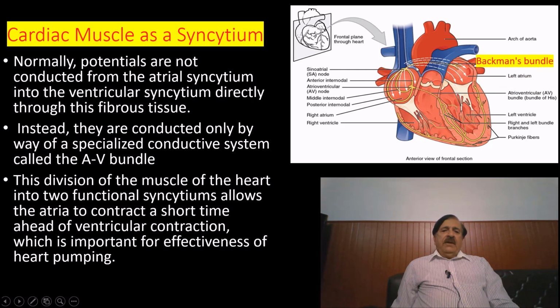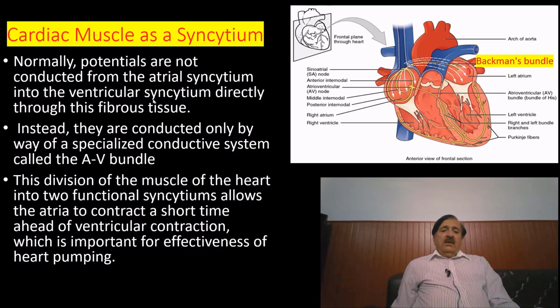Normally, potentials are not conducted from the atrial syncytium into the ventricular syncytium directly through this fibrous tissue. They insulate the gap junctions. Instead, they are conducted only by way of a specialized conductive system called the AV bundle. This division of the heart muscle into two functional syncytia allows the atria to contract a short time ahead of ventricular contraction, which is important for the effectiveness of heart pumping.